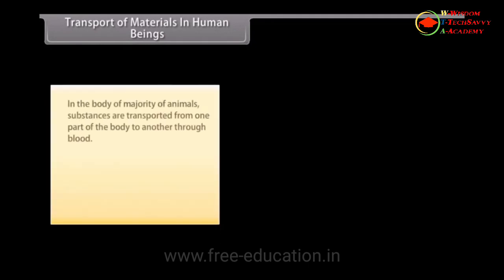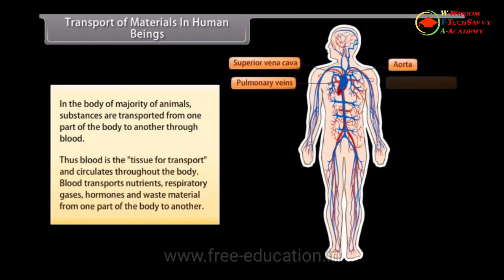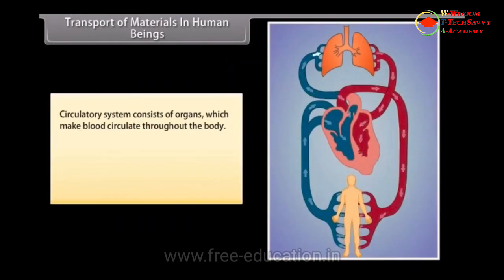Transport of materials in human beings. In the body of the majority of animals, substances are transported from one part of the body to another through blood. Thus, blood is the tissue of transport and circulates throughout the body. Blood transports nutrients, respiratory gases, hormones, and waste material from one part of the body to another. The circulatory system consists of organs which make blood circulate throughout the body.